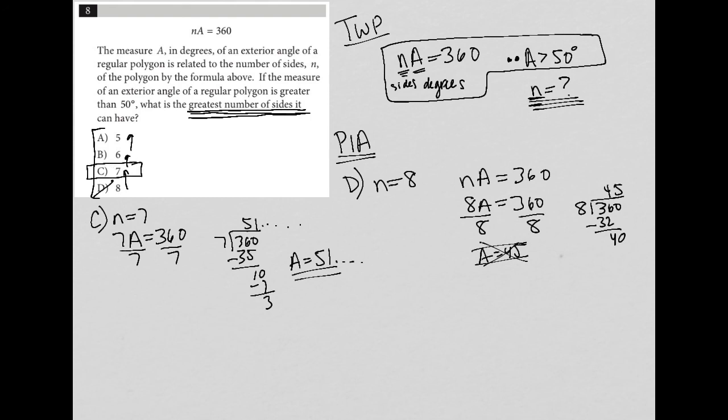Now if you wanted to go on and try choices B and A, what you would find is that they do work. They do both provide A values that are greater than 50. But again, the question wants the greatest number of sides, and that's why C is the best answer.